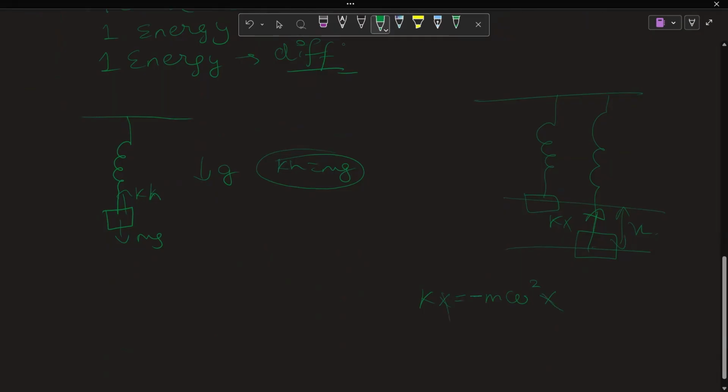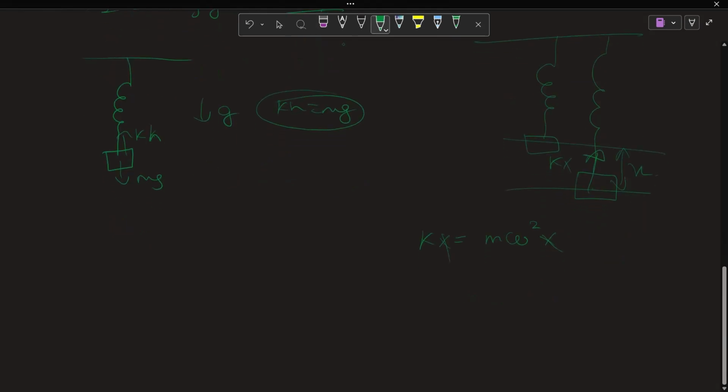After coming this far away, this is the mass. So the mass is m, right? Omega will be root k by m, and the time period is 2 pi by omega, which is 2 pi root m by k. Simple.